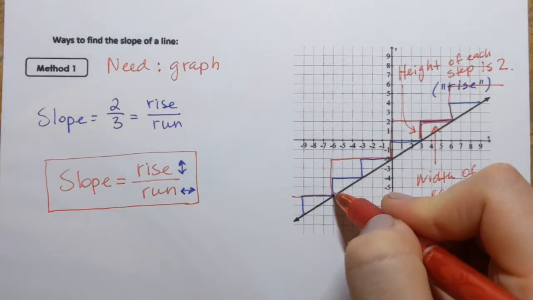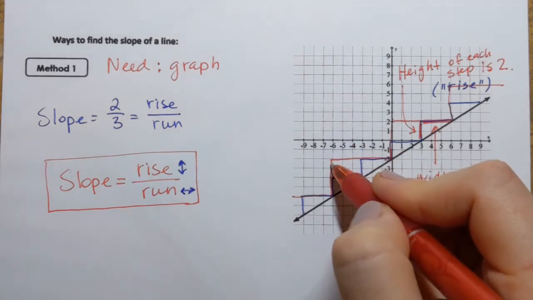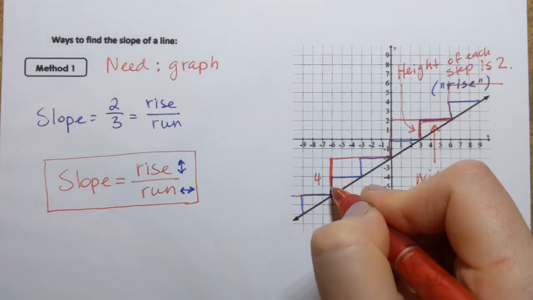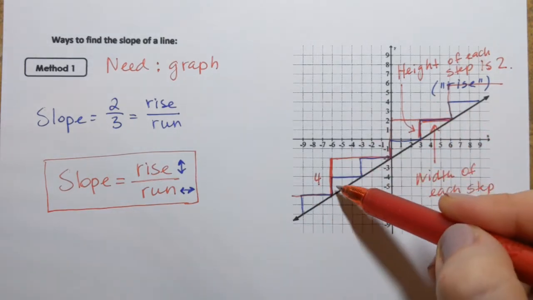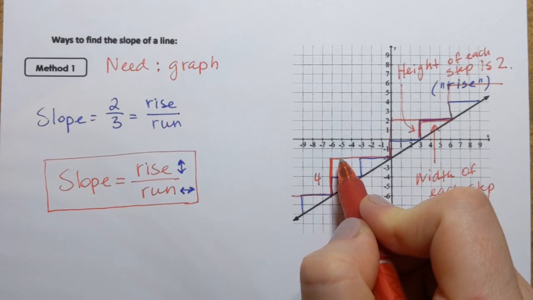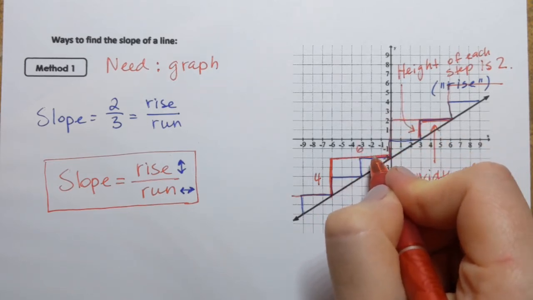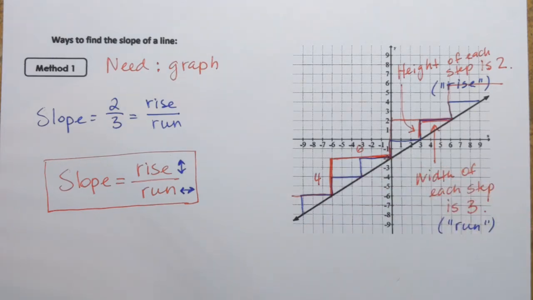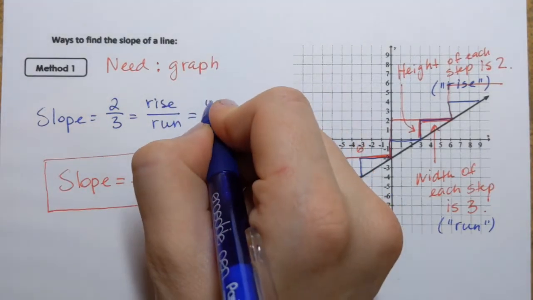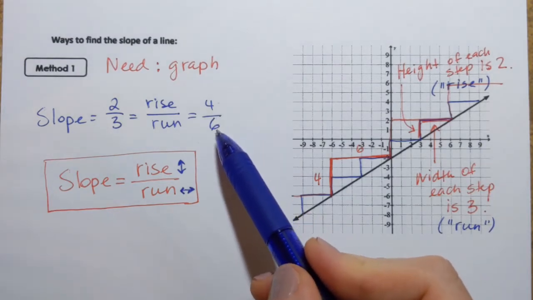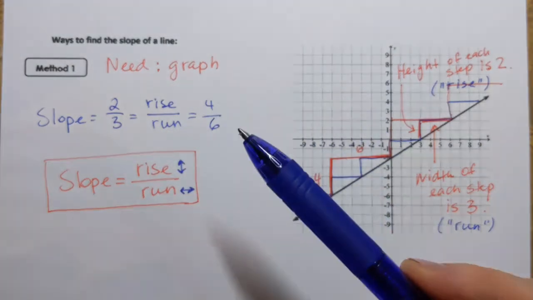Well, let's see what happens if we use that one. What is the rise or the height of the step? That is 4 units. 1, 2, 3, 4. Right? That's the rise. And what is the run? 1, 2, 3, 4, 5, 6. It's 6 units. That's the width of the step or the run. And if I put those numbers together, rise is 4, run is 6. I obtain the fraction 4 over 6, which is different.